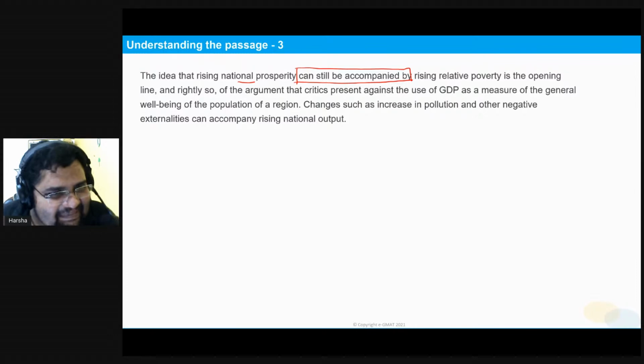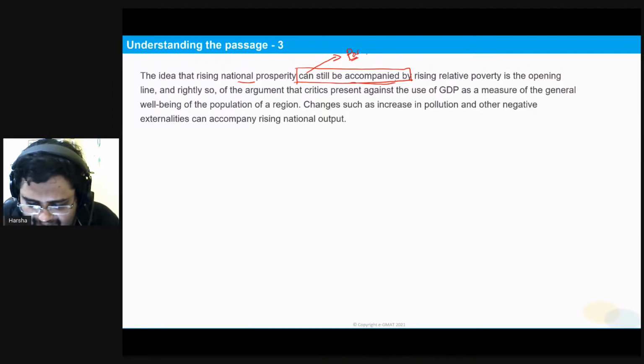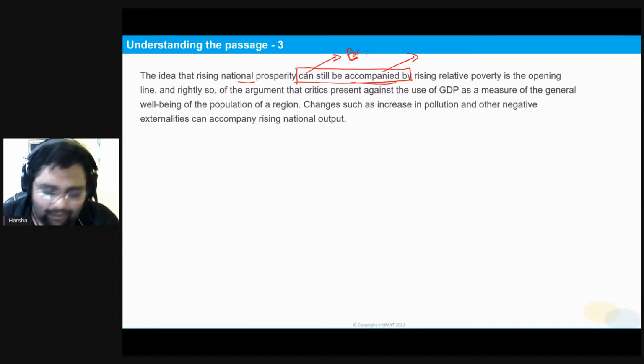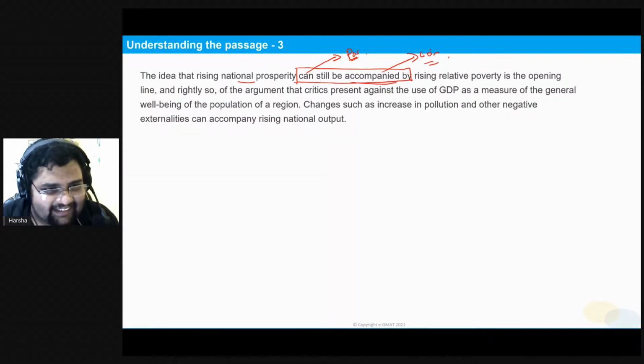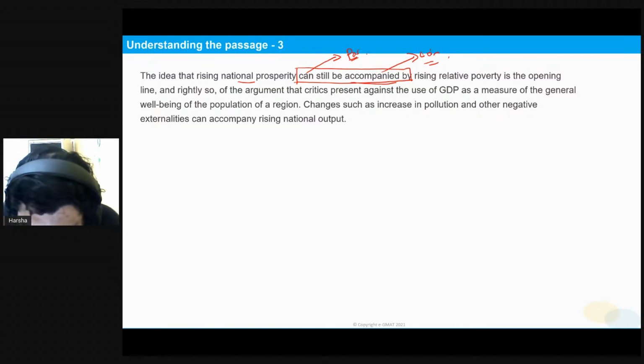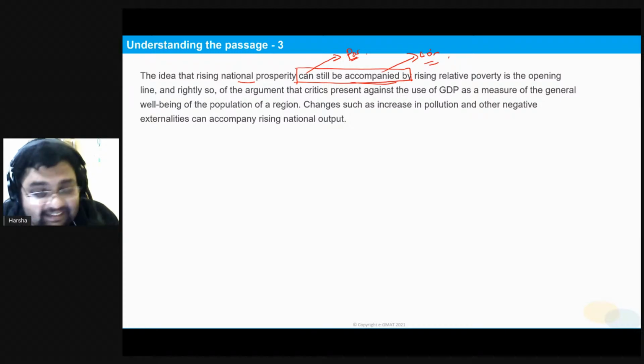Can still be accompanied by. The word can indicates that it's not probability, it's not certainty, it's only possibility. The word accompanied by indicates only coincidence, no causality, no correlation. If you got this while you're reading this, again, it makes a huge difference to your actual ability to solve the questions.